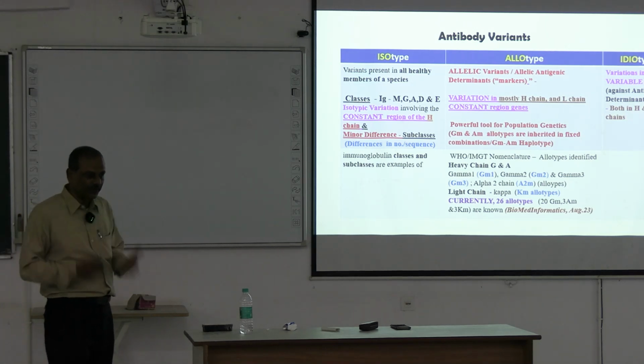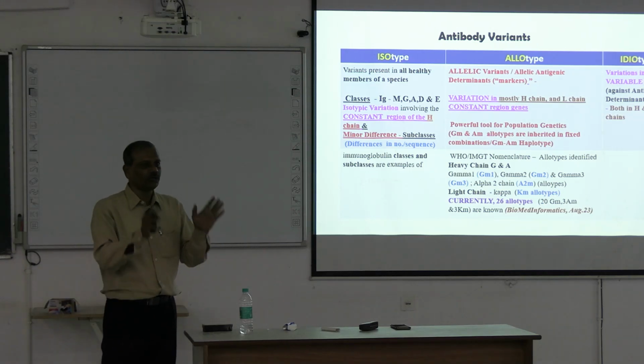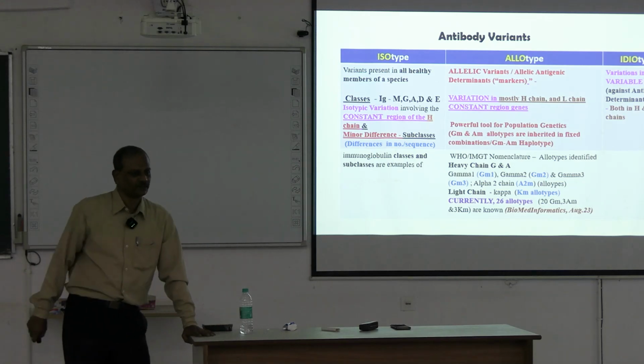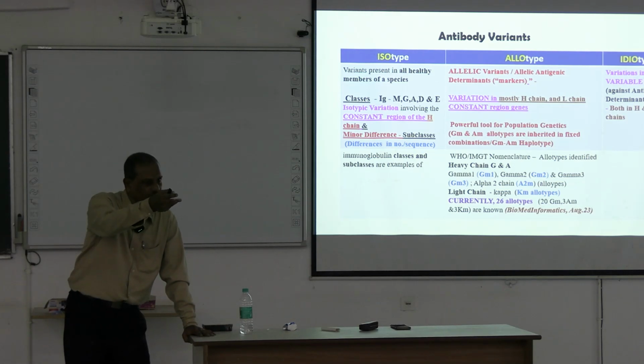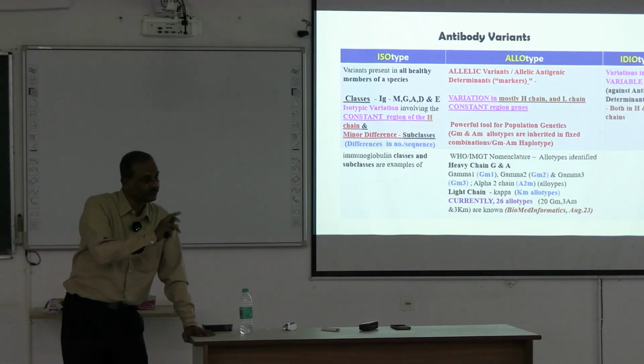Suppose I have an antibody, and all of you also have antibodies. All the antibodies, whether IgM, IgG or IgA, will be there, but they will not be identical. There will be some variation. African people may not have the same, American people may not have the same. So these are studied for population genetics, population study.